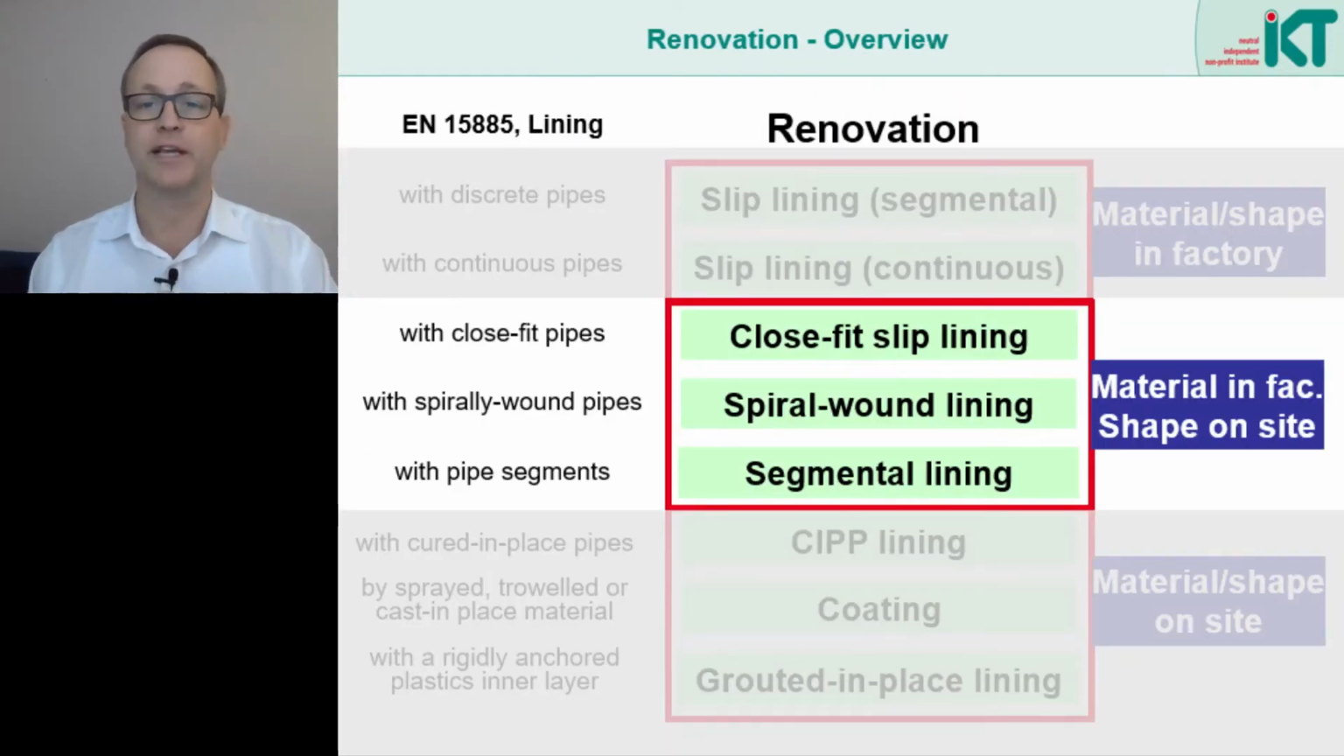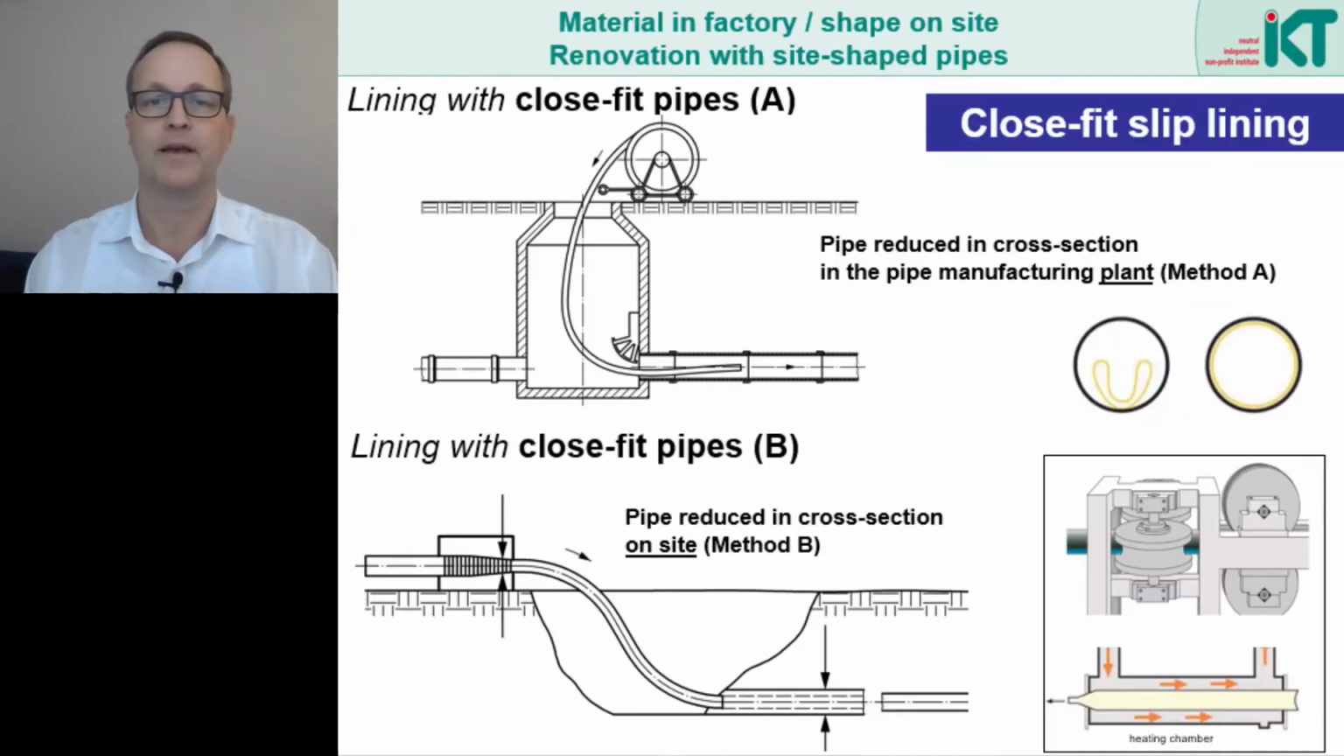Now we come to the second group of methods. This group includes the close-fit, spiral wound and segmental lining. Here too the pipe material is produced in the factory. However, the pipe geometry is only created on site. So what does this look like? Here we see the close-fit slip lining method.